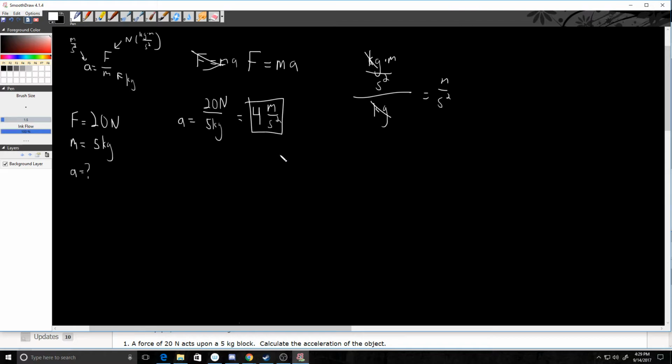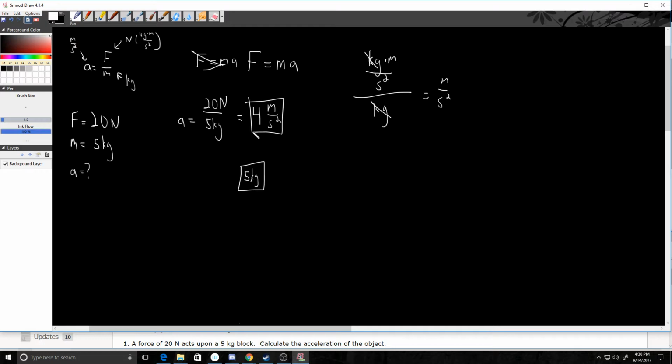One of the other things we're going to start working on are things called free body diagrams. Really, we just indicate what forces are acting on an object. So we have a 5 kilogram block, and we have a force of 20 newtons acting on it. That 20 newtons in this question could be from any direction at all.